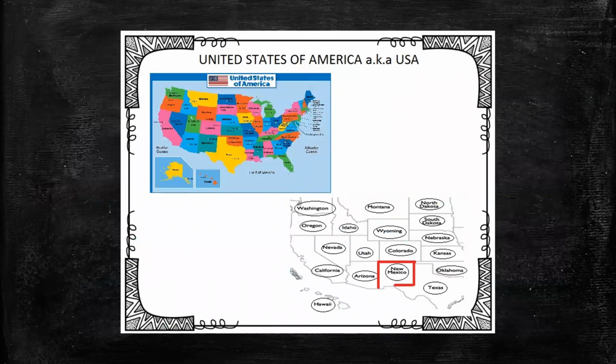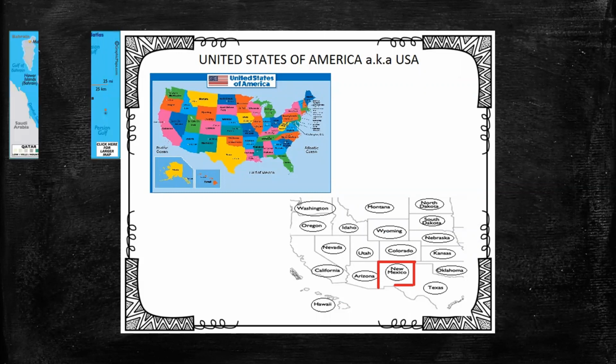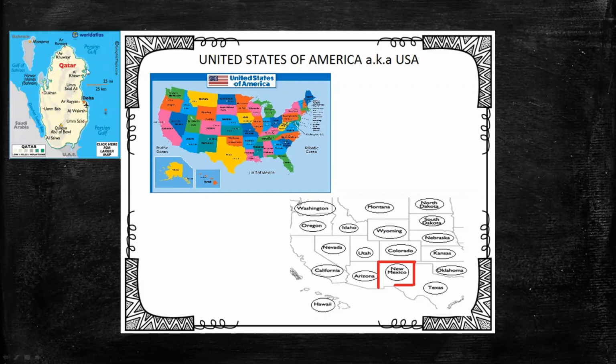Next, okay, these are maps, and we know that maps have boundaries, imaginary lines called borders. So let's look at Qatar's map just to see the borders and the bordering countries right next to Qatar. And right here, as you can see, I've drawn this red line around New Mexico. So that's your borders, or the neighboring countries or states.